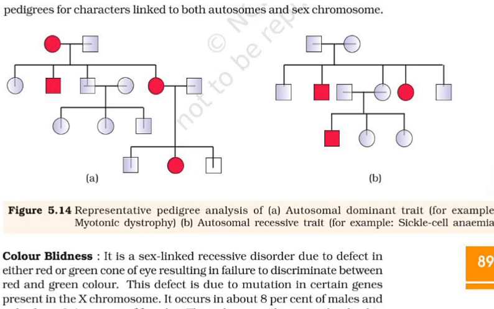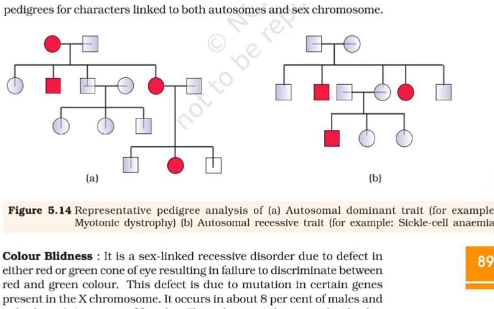Most common and prevalent Mendelian disorders are hemophilia, cystic fibrosis, sickle cell anemia, color blindness, phenylketonuria, thalassemia, etc. It is important to mention here that such Mendelian disorders may be dominant or recessive. By pedigree analysis, one can easily understand whether the trait in question is dominant or recessive.